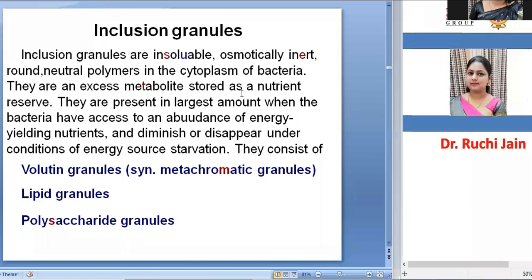So they are present in the largest amount when the bacteria have access to an abundance of energy yielding nutrients, and if the bacteria is in a starving stage, then you will not see the inclusion granules inside the bacteria. So these are the energy surplus reservoirs which will provide energy to the bacteria. They consist of volutin granules. Volutin granules consist of phosphate type of molecules. Lipid granules are there, polysaccharide granules are there. So like that, many types of inclusions are present inside the bacteria.